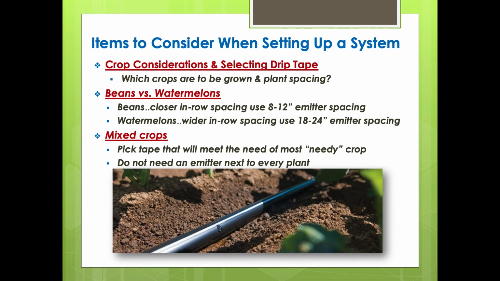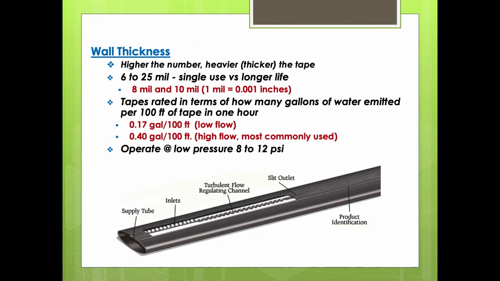But typically, when I see people grow a mix of things, I tell them, what's the crop that's the most needy? That's probably the tape you need to get, because you want that one to have its needs met. You'll probably be overwatering the other ones a little bit, but you don't want to underwater my tomatoes that are spaced 18 inches apart. Those are my cash crops typically. So, all right.